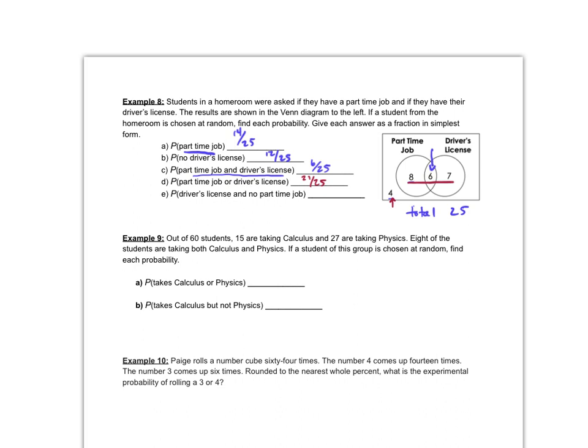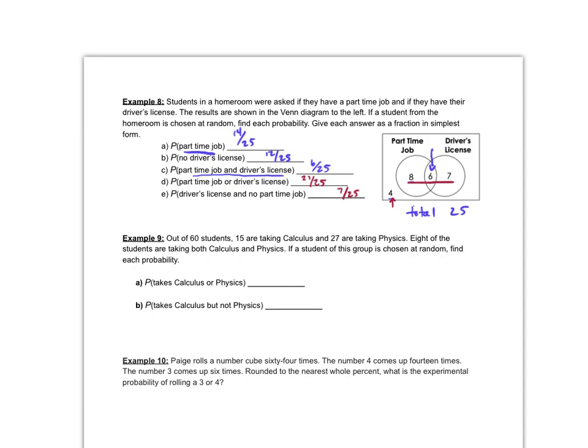And then last here we have the probability of a driver's license and no part-time job. So we have a driver's license, and these guys have a driver's license and part-time job, so these guys just have a driver's license. They're living free, got a vehicle, or got access, but no job to get them some gas money. So there you go. That's how we can figure out some of that experimental probability.